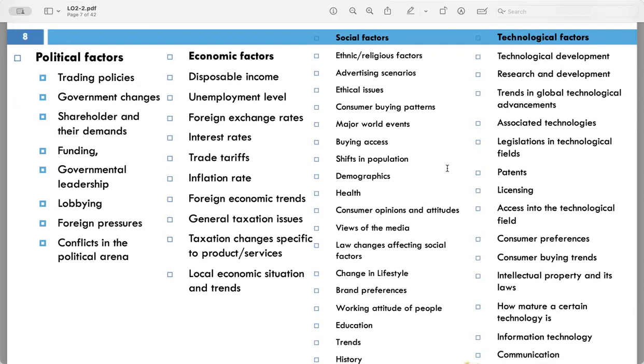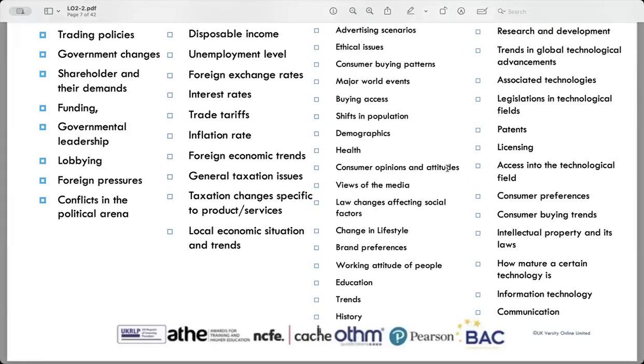Technological factors involve advancements and innovations impacting businesses. Like technological development, research and development, trends in global technology, technological advancement, associated technologies, patents, licensing, access into technological field, consumer preferences, consumer buying trends, intellectual property and its laws, how mature a certain technology is, information technology and communications.